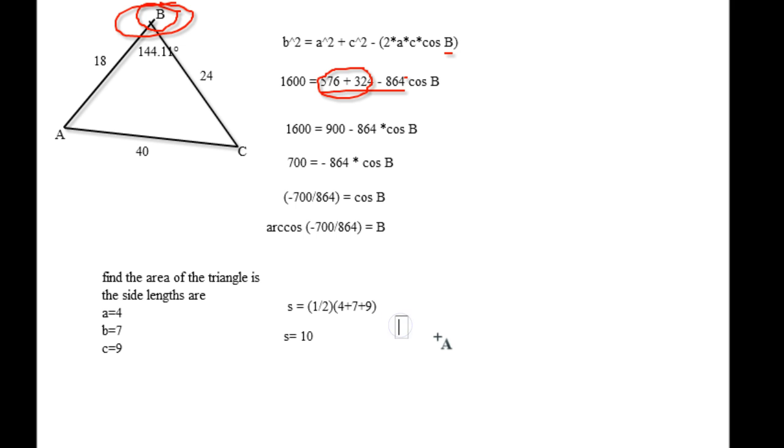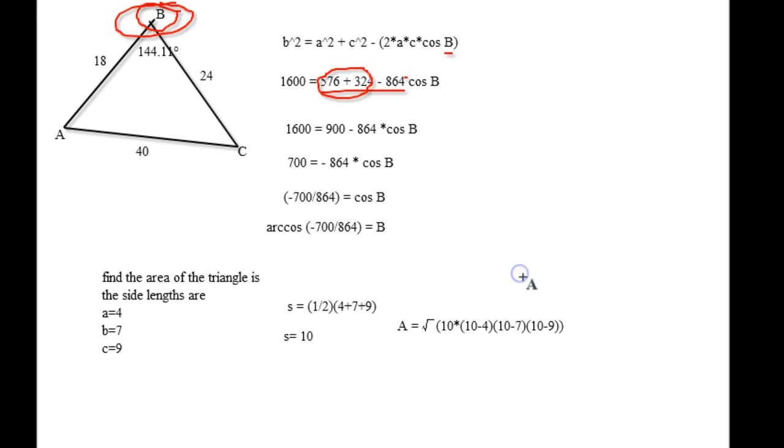Okay. Now the actual area formula is the square root of S times S minus A times S minus B times S minus C. Okay, so I'm going to plug in everything right here. So S is going to be 10, so it's going to be 10 times 10 minus 4 times 10 minus 7 times 10 minus 9.